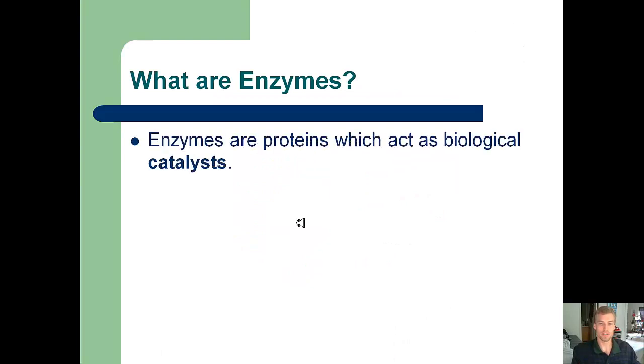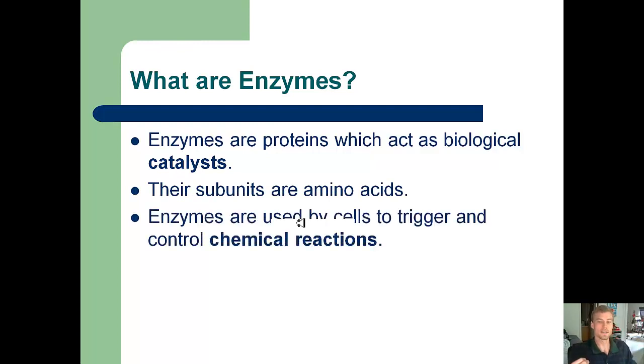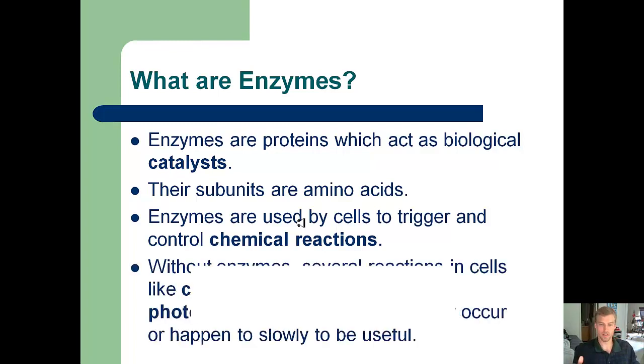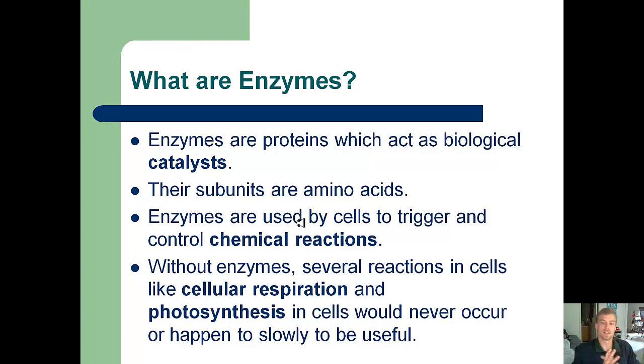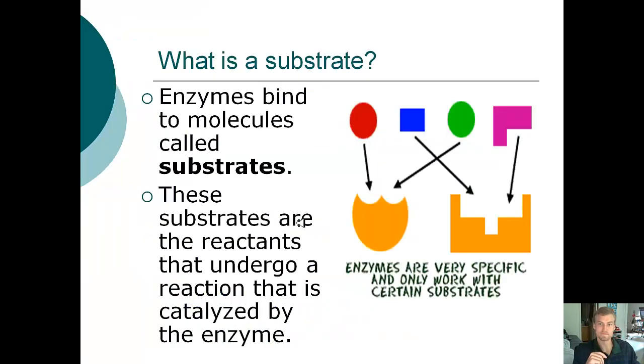So, what are enzymes? They're proteins, and we already said that proteins are made up of amino acids, so they are a polymer. They're one of our macromolecules, and they're biological catalysts. And they're used by cells to trigger and control chemical reactions. And without enzymes, several reactions in cells, like cellular respiration and photosynthesis, would never occur or happen too slowly to be useful. Again, because you wouldn't have the energy in order to get them to occur in the first place, or it just would take too long for that to happen.